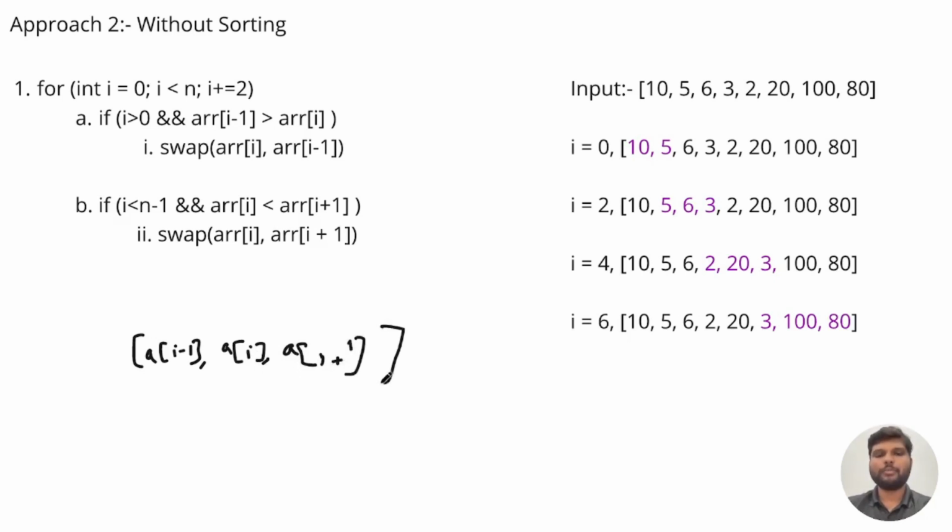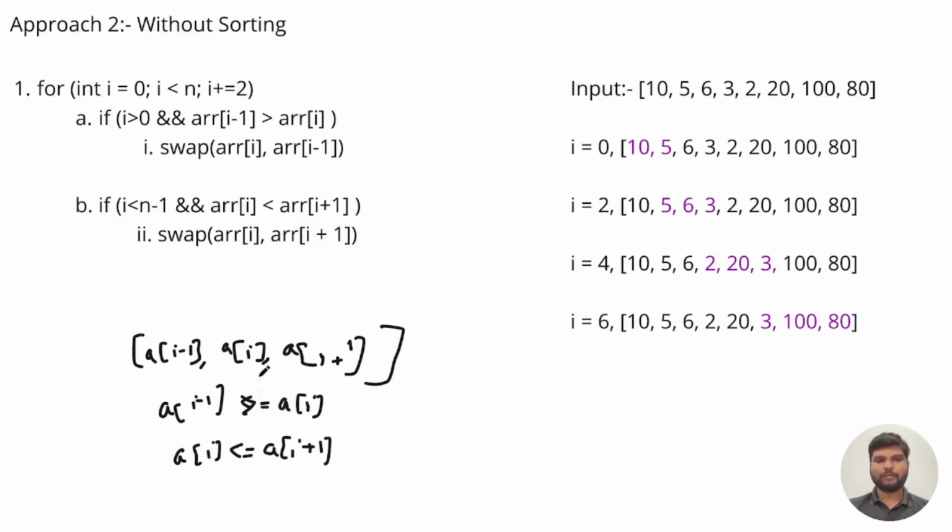So basically we will process this array in combinations of 3, right? So what we want is A[i-1] should be greater than or equal to A[i], and the other condition that we want is A[i] should be smaller than or equal to A[i+1]. Suppose A[i-1] is not greater than or equal to A[i], then what can we do? We can swap A[i] with A[i-1], and that will satisfy this condition that A[i-1] is greater than A[i], right?